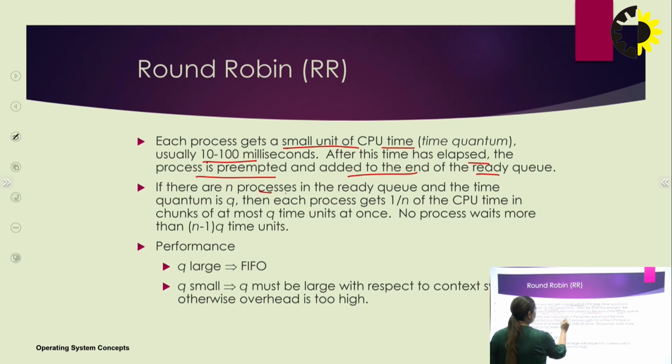If there are n processes in the ready queue and the quantum is q, then each process gets 1/n of the CPU time in chunks of at most q time units at once. No process waits more than (n-1)q time units.